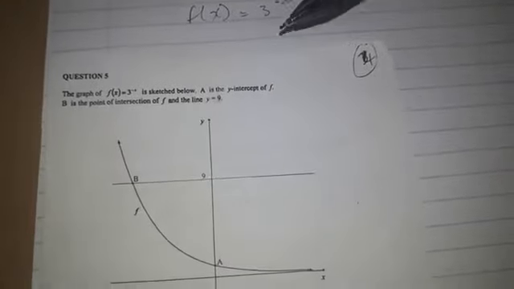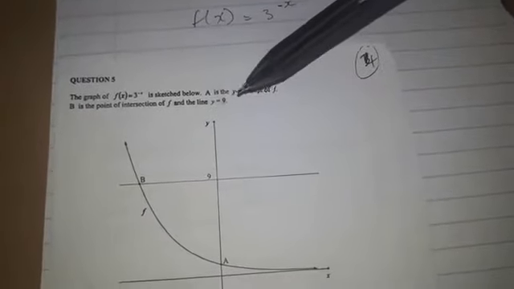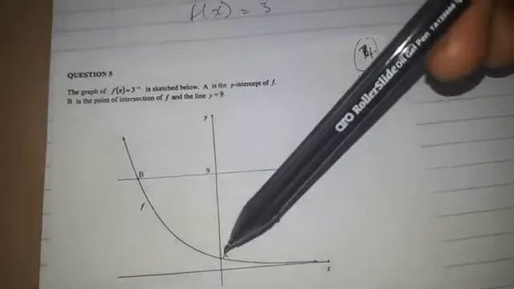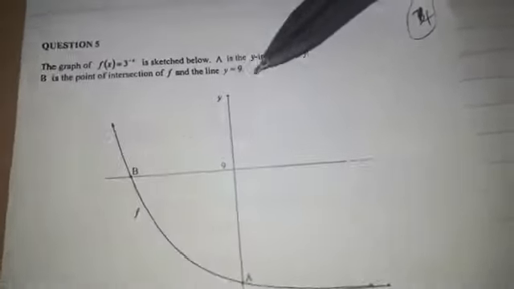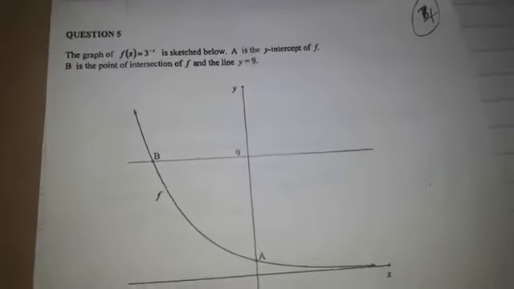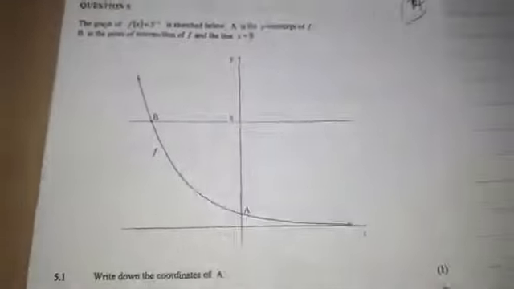It says here the graph of f of x is this thing here. Yeah, this is the graph of f of x. It is sketched below. Very nice. Another simple graph. Whew, these guys were very nice in this paper. It says here A is the y-intercept of f. A is the y-intercept of f, yes. B is a point of intersection with the line y is equal to 9. Okay, interesting. Plain sketch, interesting. So they want us to get the coordinates of A.